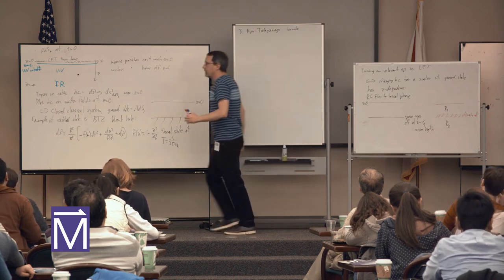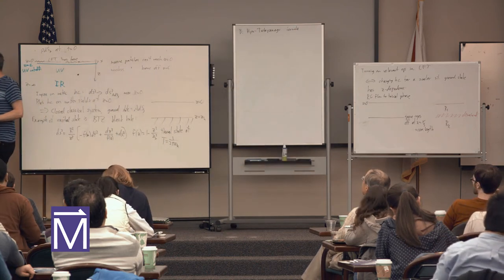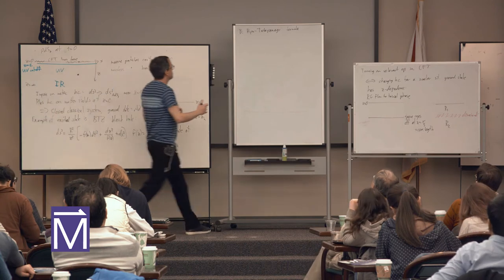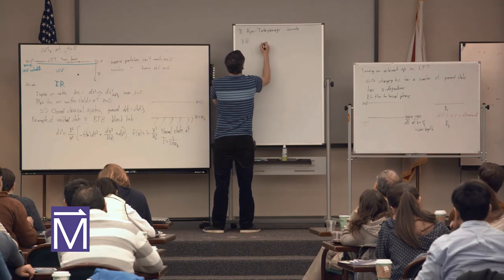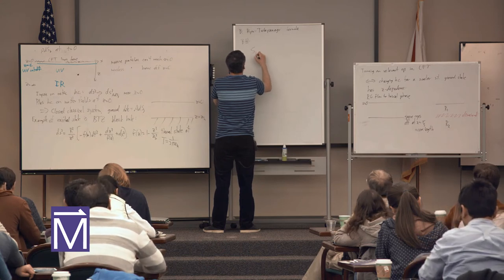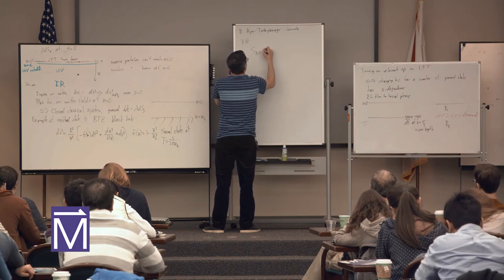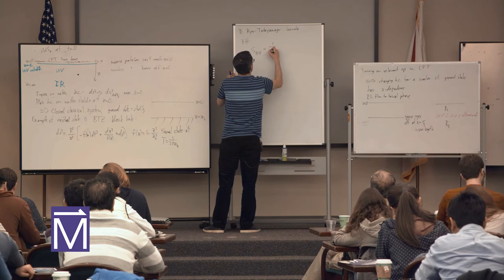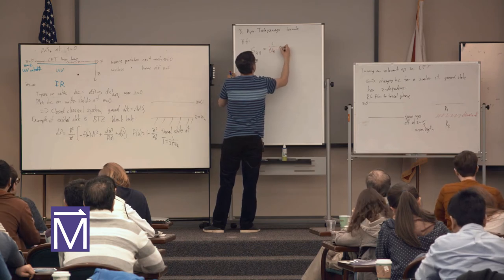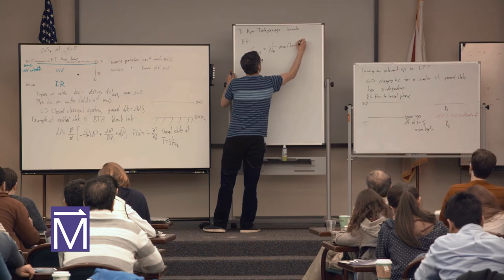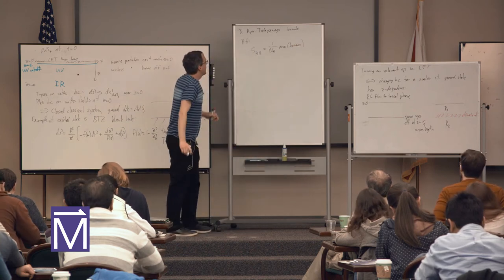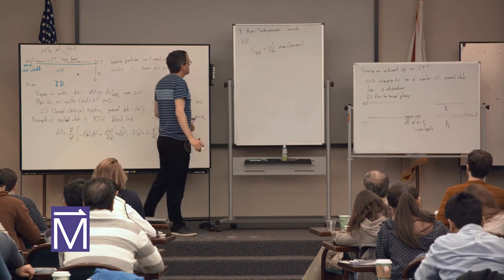So their starting point was the Bekenstein-Hawking formula. Bekenstein-Hawking said that the entropy of a black hole is given by the area of the event horizon in Planck units. And Ryu and Takayanagi took inspiration from this.